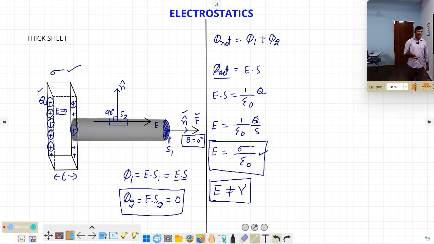So it is independent of the distance. It only depends on the charge density. This is the most important concept, and we use this concept in capacitors. So what is the flux enclosed due to a thick sheet of infinite extent? That is E equal to sigma by epsilon naught, which is the expression for this.